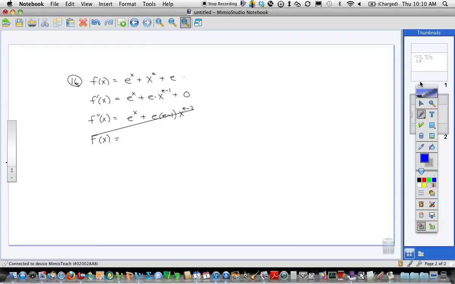So now we're going backwards. So we want to do the antiderivative of e to the x is, that's a nice one, right? That's an easy one. It's its own derivative, it's its own antiderivative. What about this one?